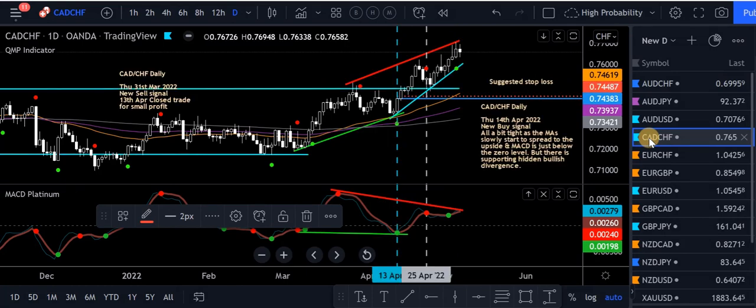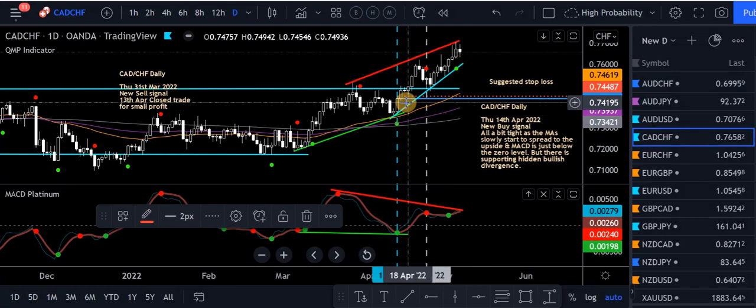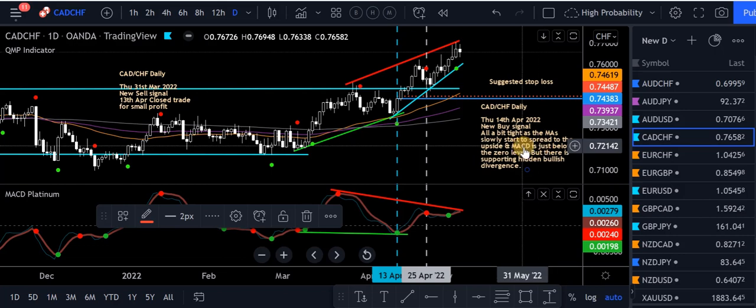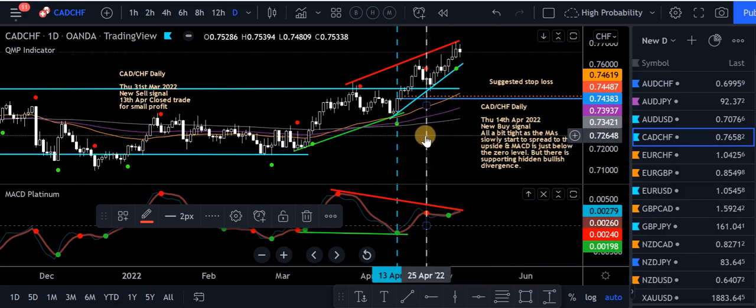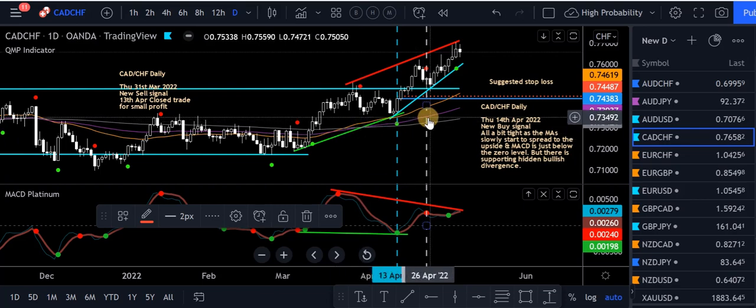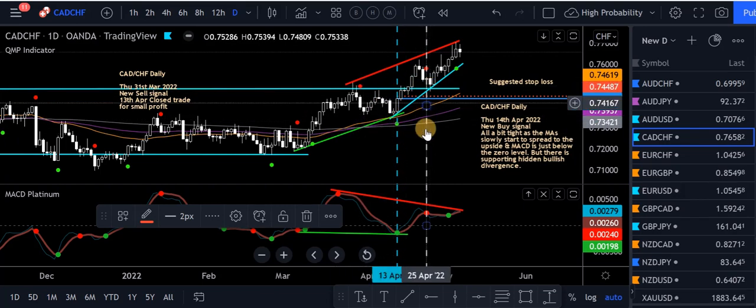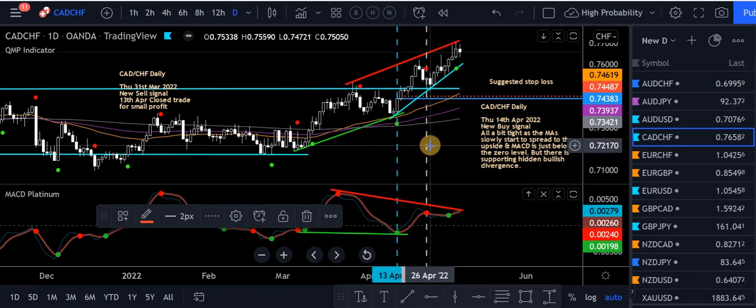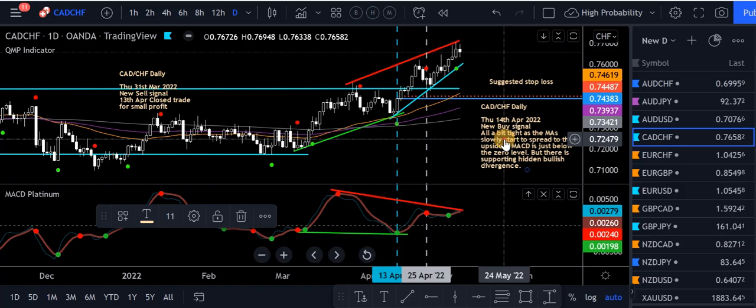CAD Swiss. We're in a buy here. You can read the notes there. I think I did take a sell close. New sell signal 31st of March. Where's that? Oh, that's a long way ago. There. Didn't take the sell there. Did I? Didn't I? I can't remember. I don't think I did. Nah, doesn't matter. Anyway, we're in this buy.